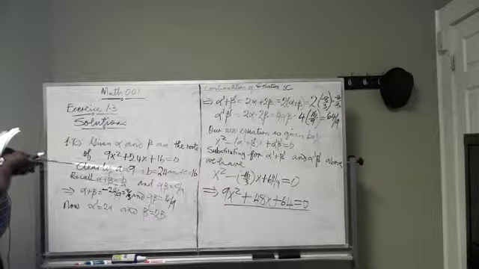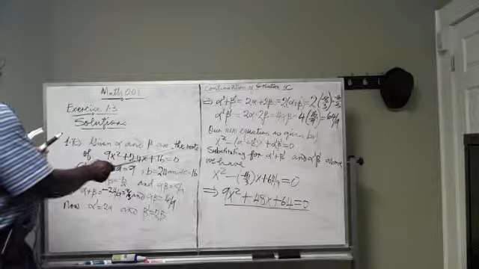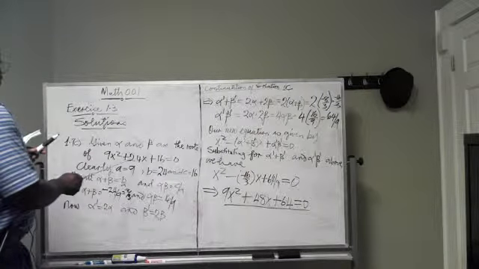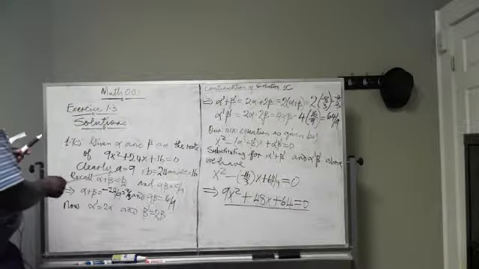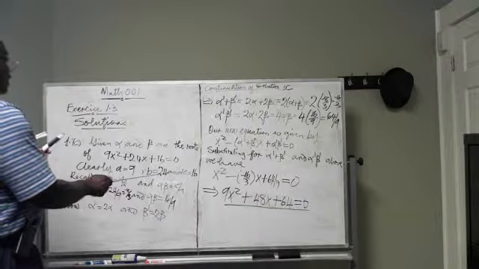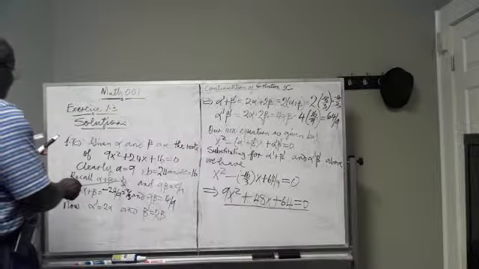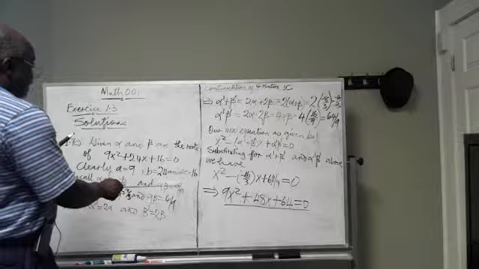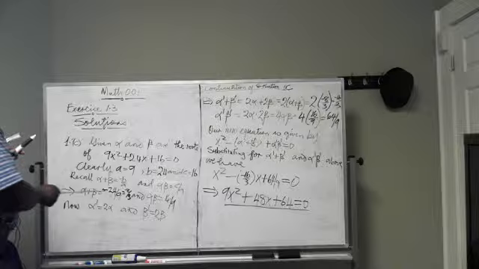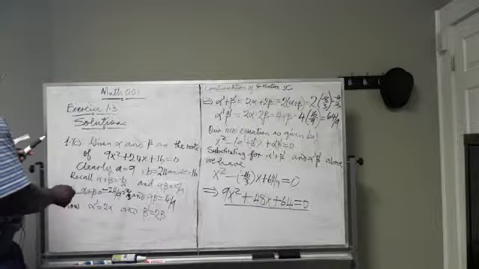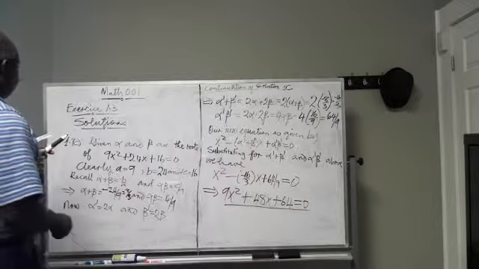So we see here that, given alpha and beta are the roots of 9x squared plus 24x plus 16 equals 0. Clearly, A equals 9, B equals 24, and C equals 16. Recall, alpha plus beta equals minus B over A, and alpha beta equals C over A, which implies alpha plus beta equals minus 24 over 9, which is equal to minus 8 over 3, and alpha beta equals 16 over 9.